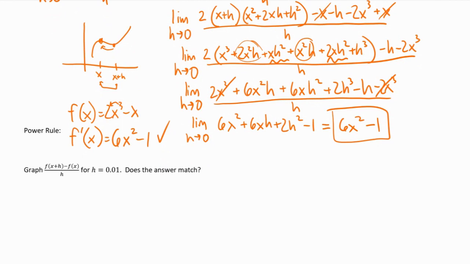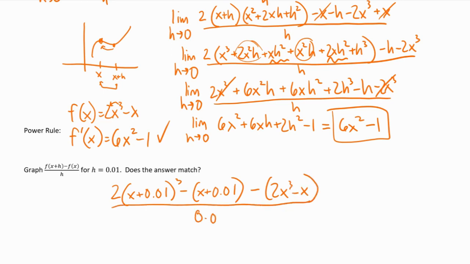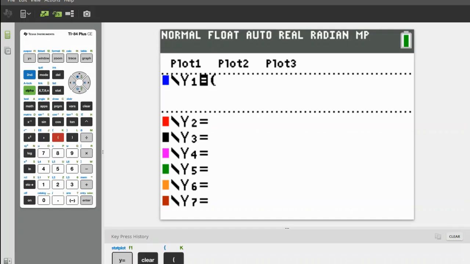So that's going to be 2 times (x plus 0.01) cubed minus (x plus 0.01) minus (2x cubed minus x), over 0.01. So all I'm doing is I'm plugging in a number really close, and then I'm going to see what happens.